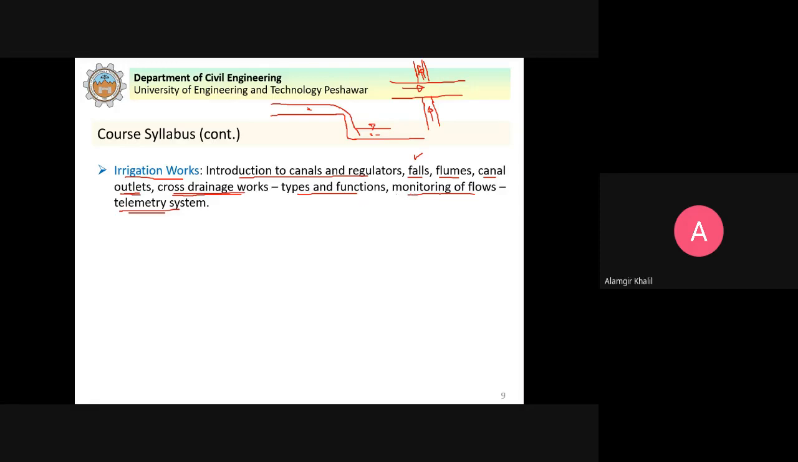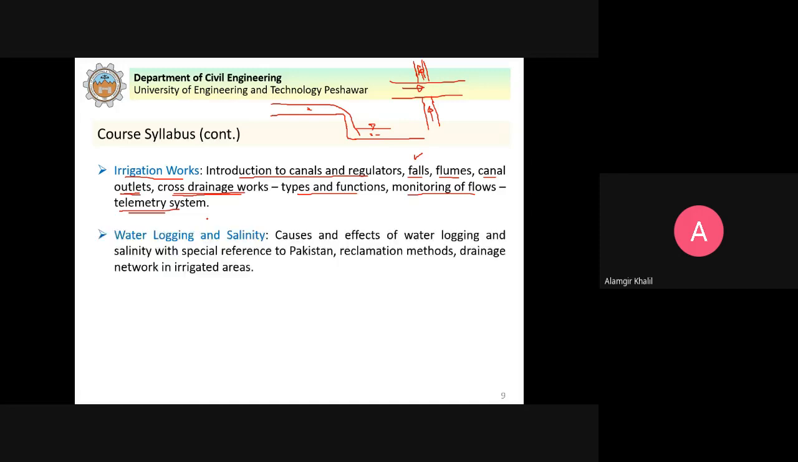So we will study some introduction about monitoring of flows, telemetry system. We will study about waterlogging and salinity. As I already explained, if the soil contains salts that are not desirable for the growth of plants, then definitely the plant's growth will be adversely affected.